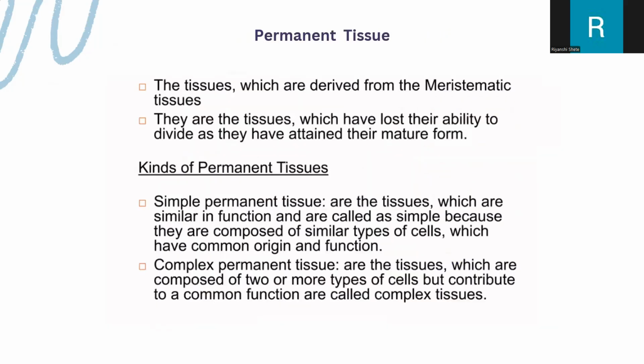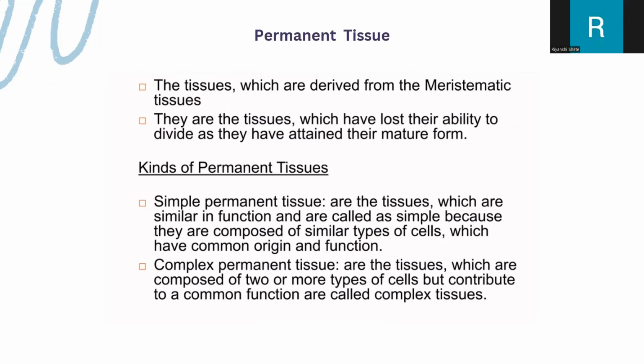Next type of tissue is the permanent tissue. The tissue which is derived from the meristematic tissue is known as the permanent tissue. This type of tissue has lost its ability to divide as it has attained its mature form. Meristematic tissue grows rapidly, but the permanent tissue is in the mature stage and does not have the ability to divide.